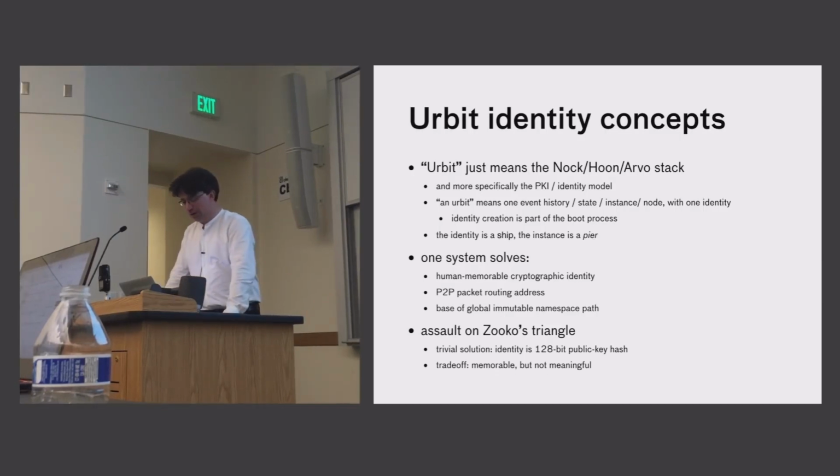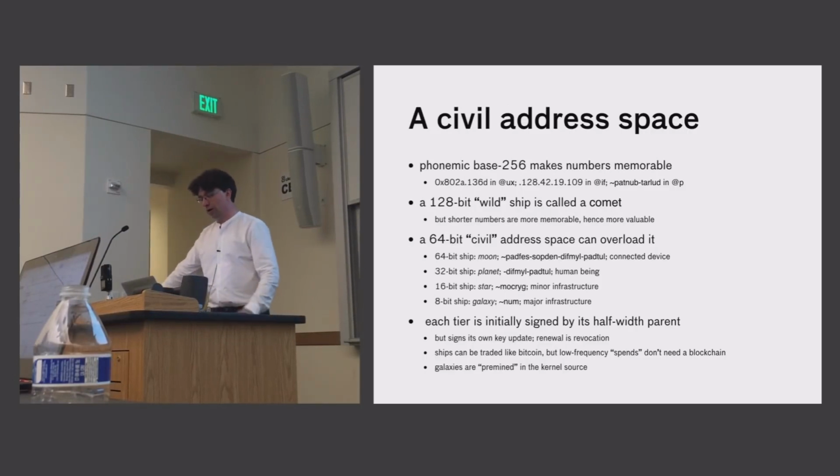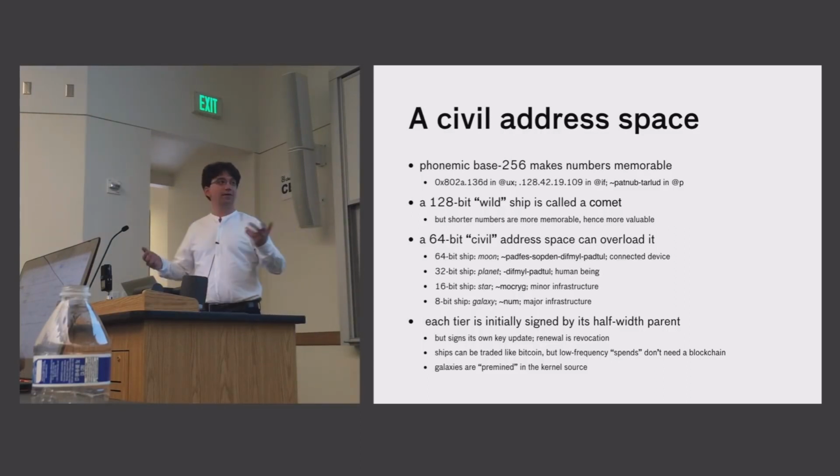The first trick is we come up with a new way of representing numbers. Many things like this have been done before, not super original, but we do a phonemic base 256. If you look at my three numbers there, there's a hexadecimal number in Urbit syntax, there's one in Hoon syntax, there's an IP address, and we also have a syntax for that. And then there's 128, 42, 19, 109 versus Patnub Tarlud. Patnub Tarlud is a lot easier to remember. It's kind of like a human name in a foreign language. People actually bond with these names very easily and very quickly. I'm Tasfine Pardive. I think of myself that way. People say Tasfine, I turn around.